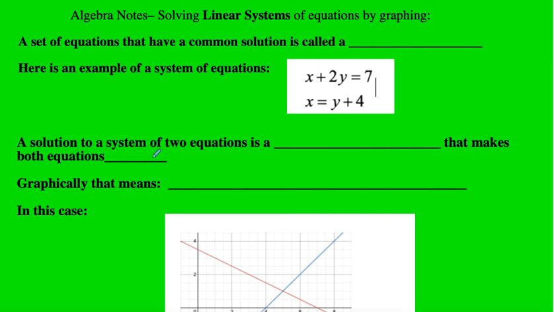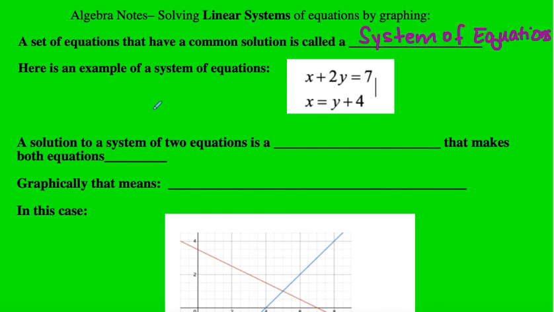Today we're going to be talking about solving a linear system of equations by graphing. Let's clarify and make sure we understand what a system of equations is. A set of equations that have a common solution we refer to as a system of equations. So anytime equations have a common solution, we would call them a system of equations.